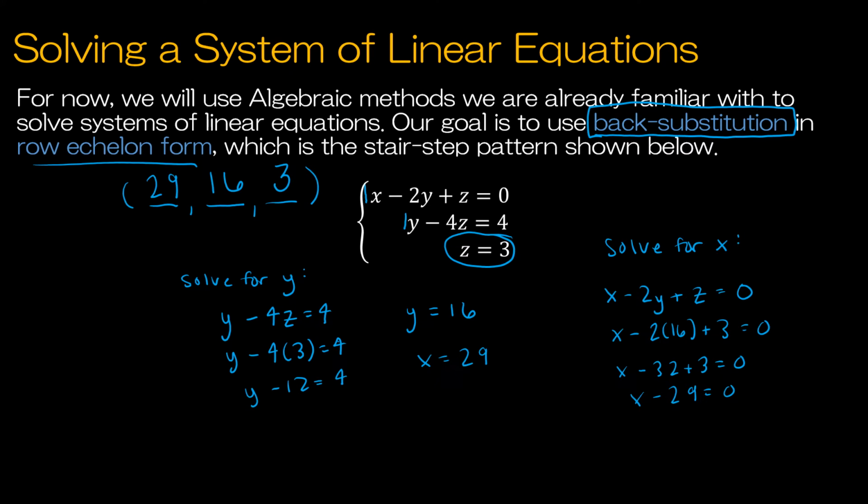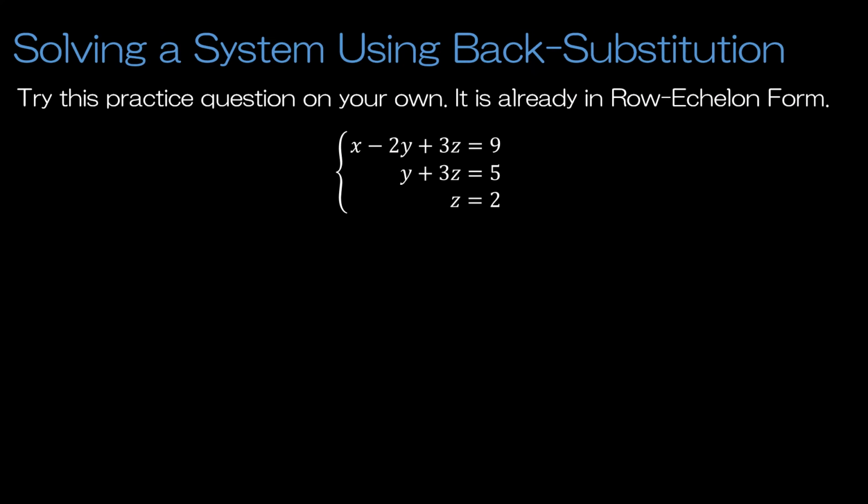Again, this is using back substitution because we already have one solution. We go back one to find the next solution, and then we go back one to find the initial solution. Here's a question for you to try on your own. Again, it's already in row echelon form, so press pause, try this question on your own. When you're ready, press play to see how you did.